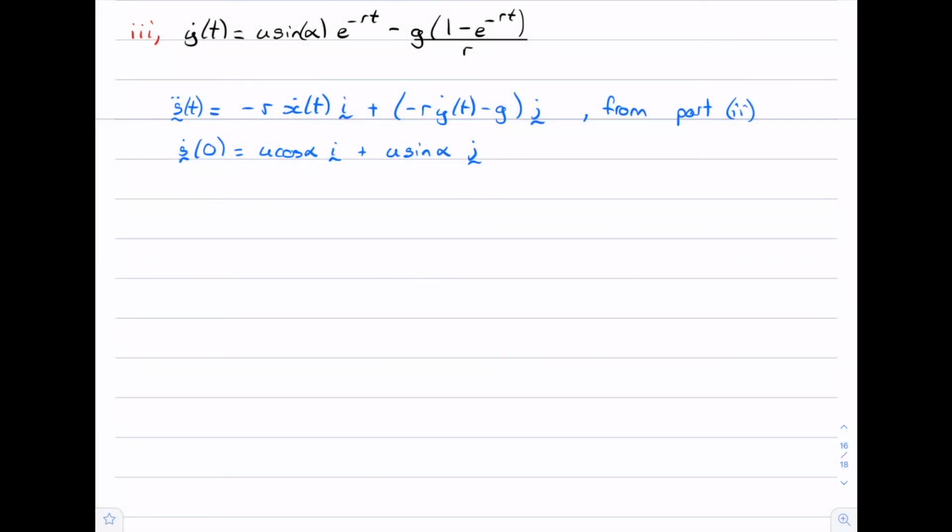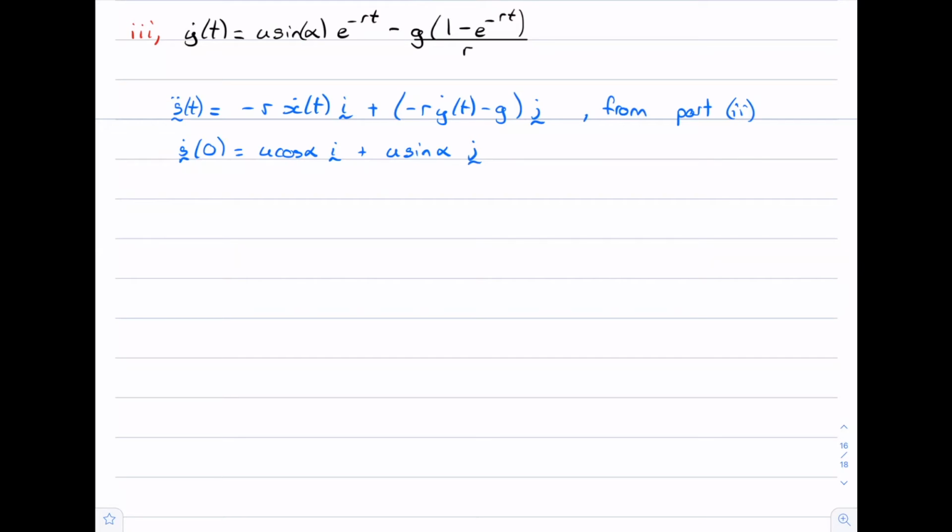Part 3. Verify that y dot of t equals u sine alpha e to the minus rt minus g times 1 minus e to the negative rt over r satisfies the acceleration equation and initial conditions. Okay, so notice that the difference between part 3 and part 2 is that in part 2 you actually had to derive your expression. In part 3 they've given you the expression and they just tell you to check that it satisfies these conditions that we've written down in blue.